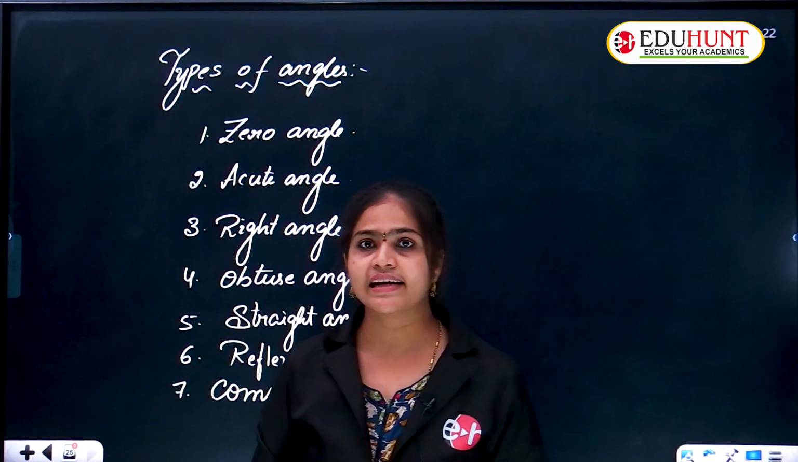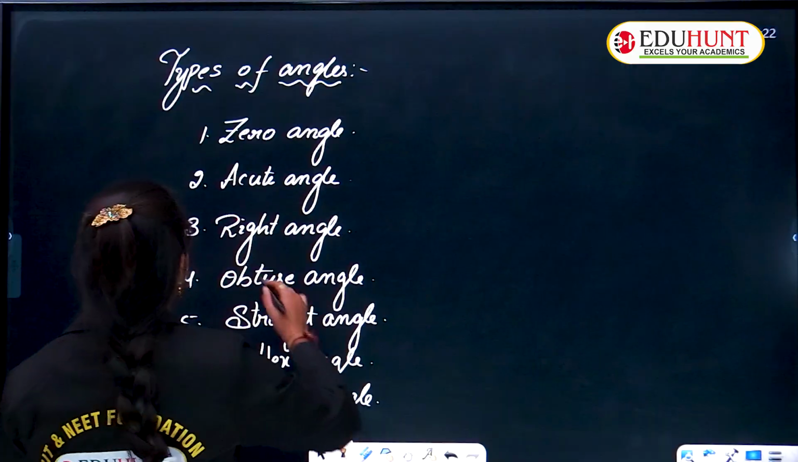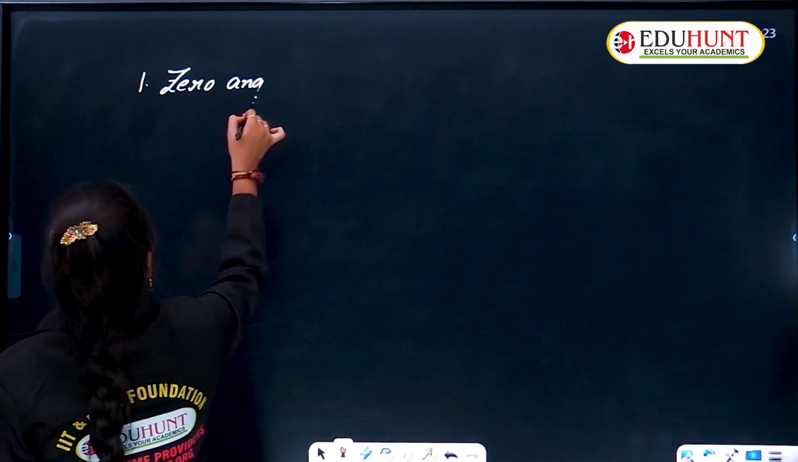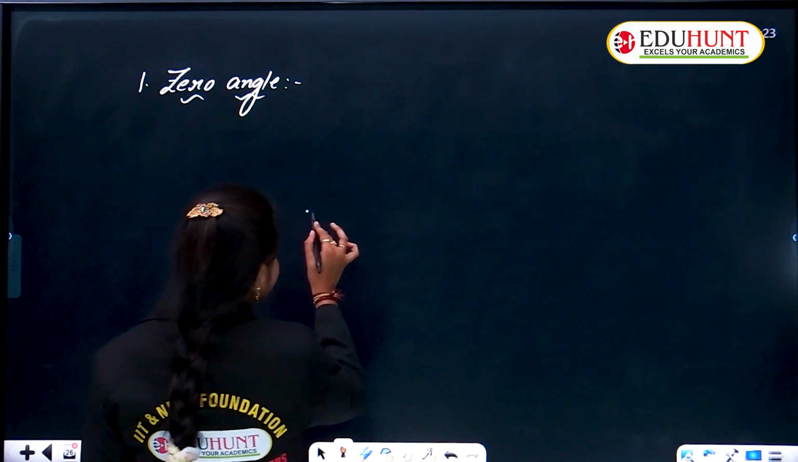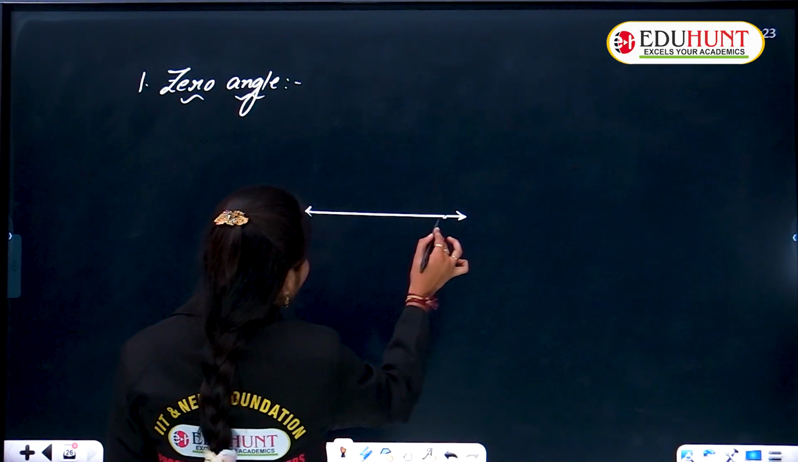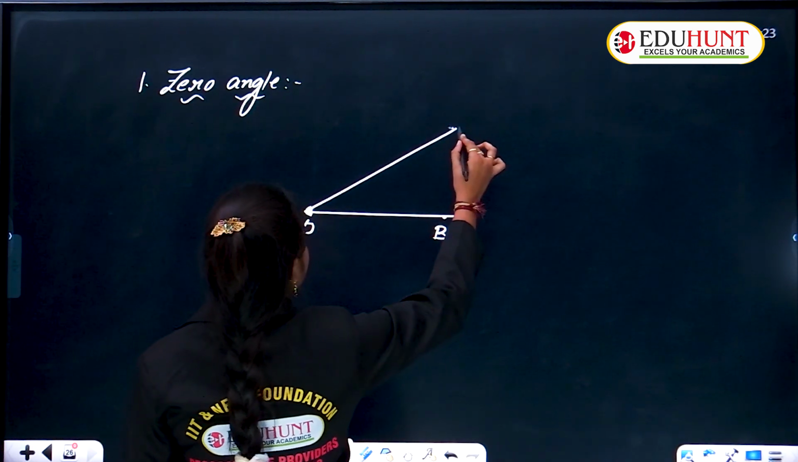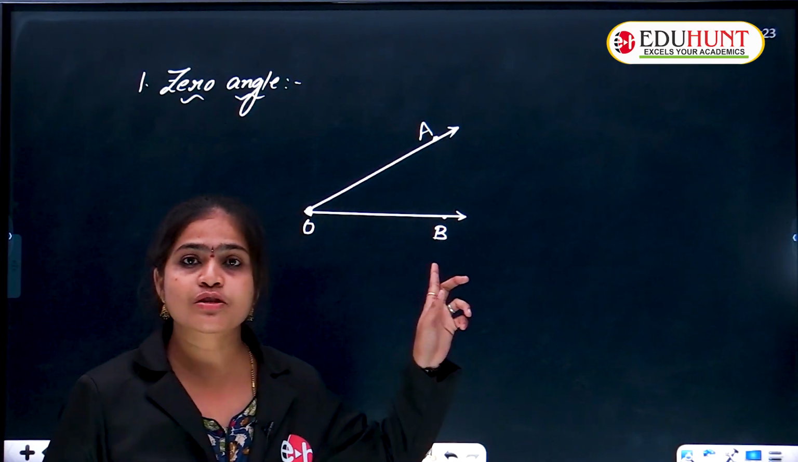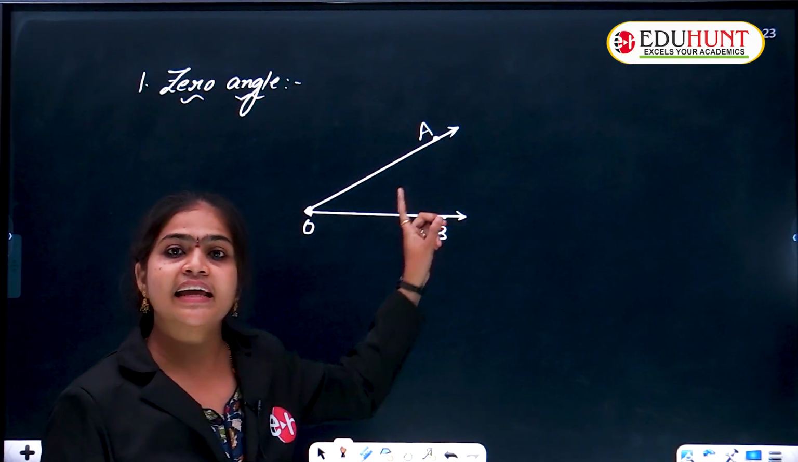So children, first see each angle individually. First angle is the zero angle. What does zero angle mean? An angle is formed between any two rays. Here are two rays: this is OB, this is O, and this is OA. OB is called the initial ray or fixed ray. OA is called the terminal ray.